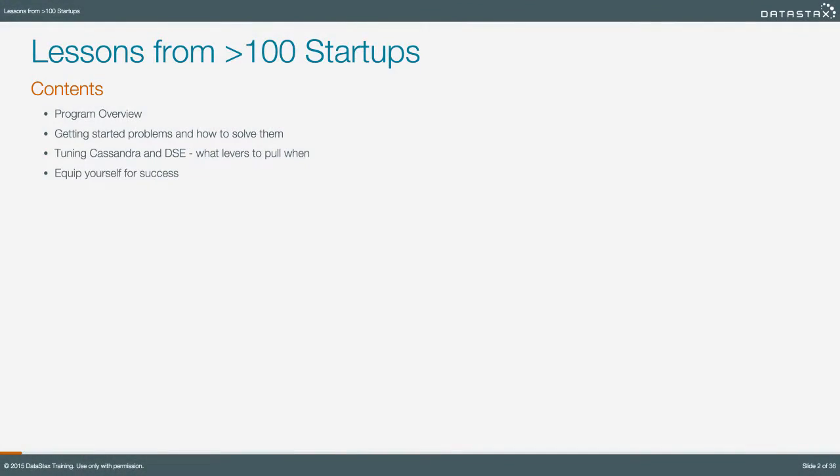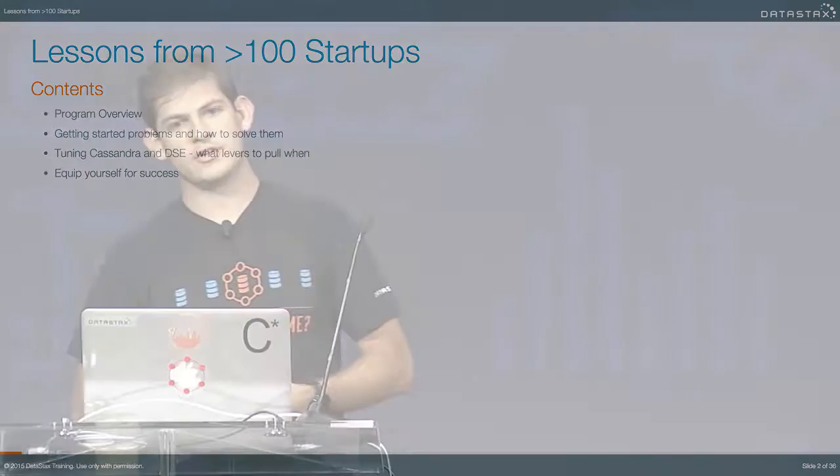And then I want to get into deeper tuning Cassandra and DSE problems. So what levers to pull when. Datastax and Cassandra are nothing if not tunable, and so there's a lot of levers, and you just have to know when to pull them and in what direction. And then finally, I want to close out with how you can best equip yourself for success for a deployment with Cassandra or Datastax Enterprise or both.